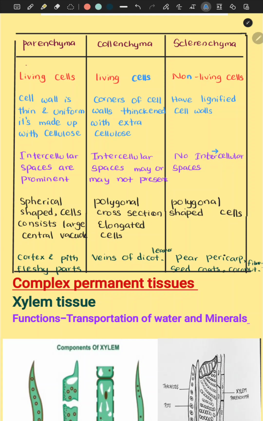Sclerenchyma has no intercellular spaces. In parenchyma, the cells are spherical shaped and have a large central vacuole. Collenchyma has polygonal cross sections and elongated cells, and sclerenchyma also has polygonal shaped cells. The locations of parenchyma are the cortex and pith, and the fleshy parts like roots and leaves in the plant. Collenchyma is present in the veins of dicot leaves. Sclerenchyma can be present in the pericarp, the seed coats of dates, and coconut fibers and wool fibers.